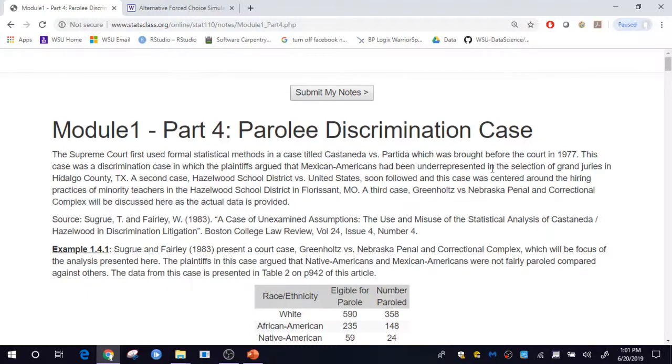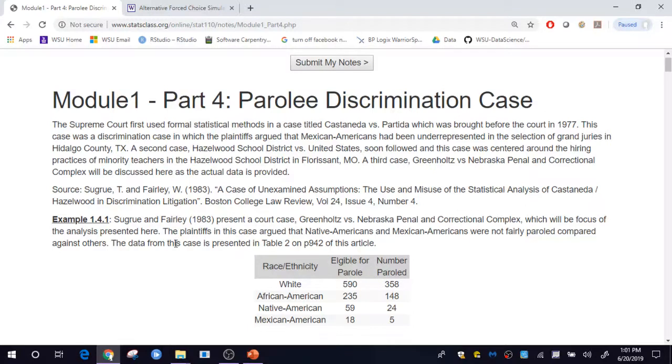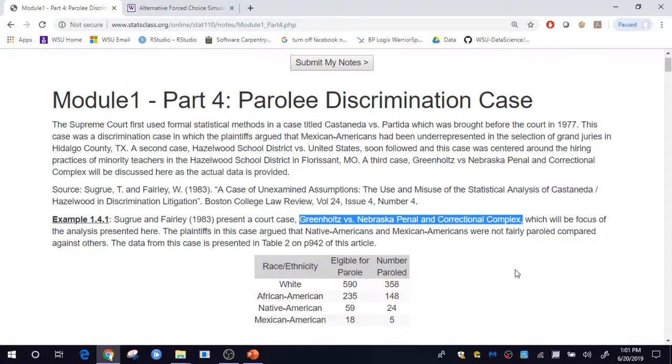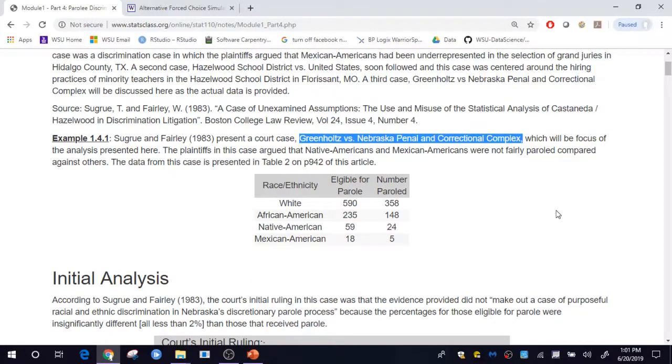This example came from an article published by Surgery and Fairley. And this case study is entitled Greenholz versus the Nebraska Penal and Correctional Complex. The reason I'm going to use this example is because they actually provided the data for this example in that article. And that data is provided here in this table.